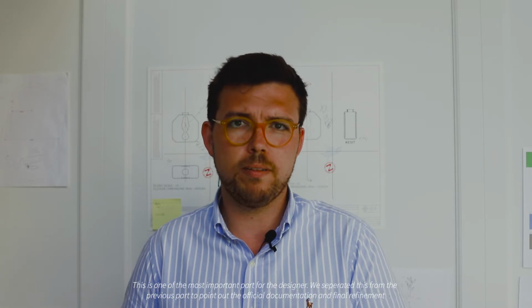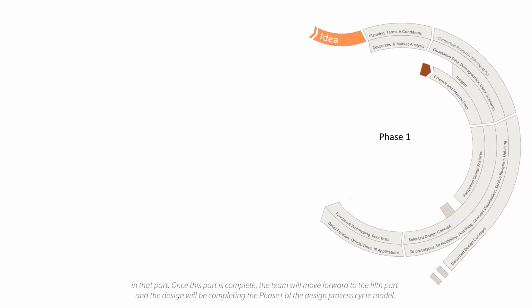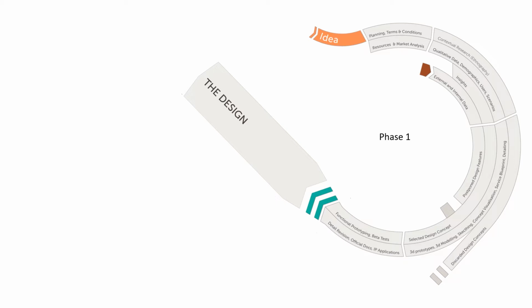We kind of separated this from the previous part in order to point out the official documentation and final refinements in that part. And once this part is complete, the team will move forward to the fifth part, and it will be completing the phase 1 of the design model, design process cycle model, sorry. So the right circle is called phase 1.